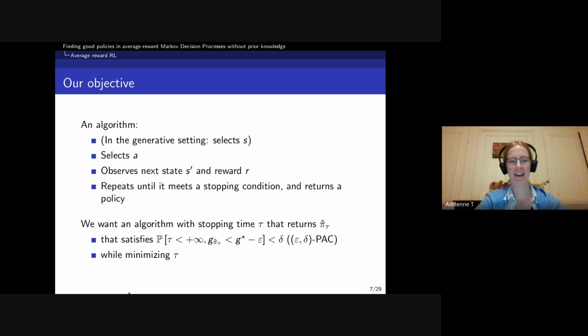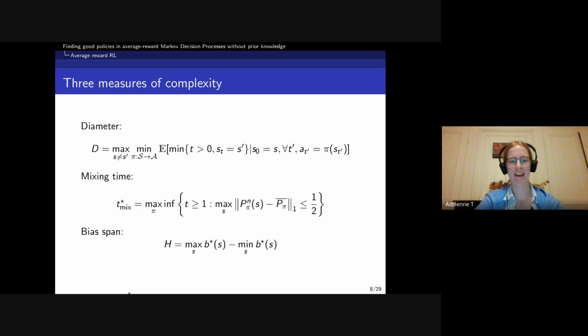If it has a lot of states, then it will be harder to find the best policy. If it has a lot of actions, it will also be harder. But those aren't the only things that matter. And so in prior literature, in the best policy identification problem, but also in other problems in theoretical reinforcement learning, there are 3 different measures of complexity that seem relevant here.